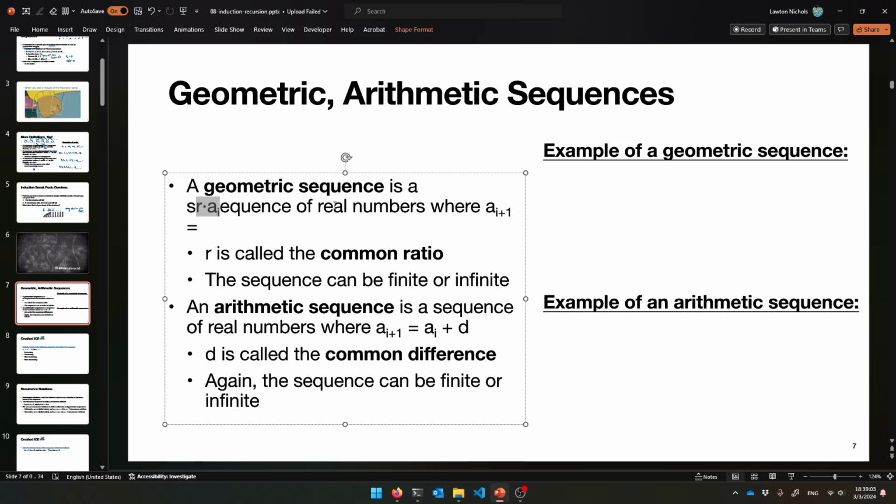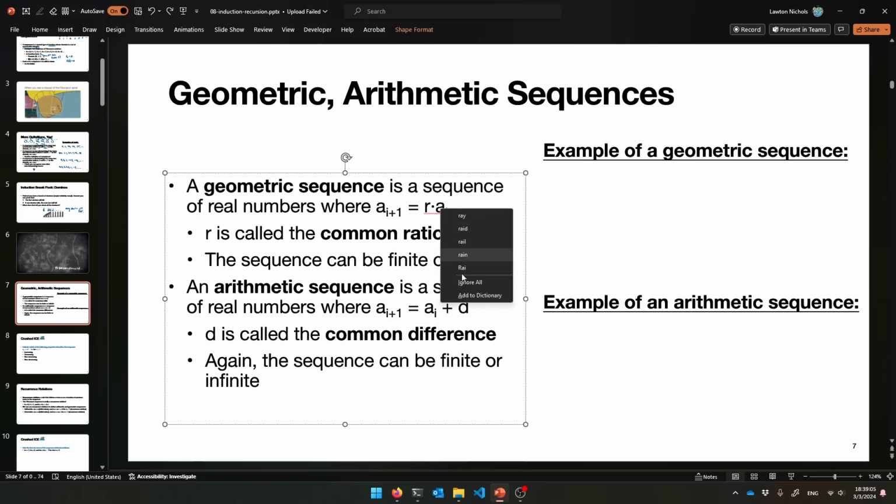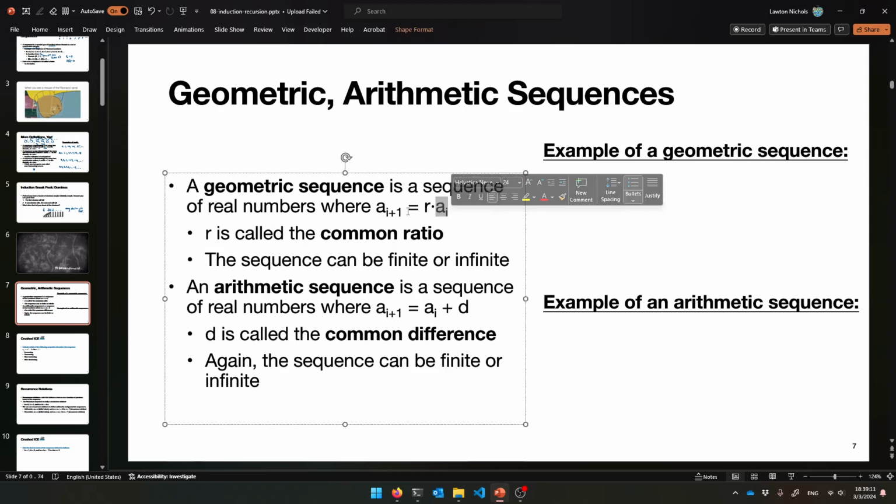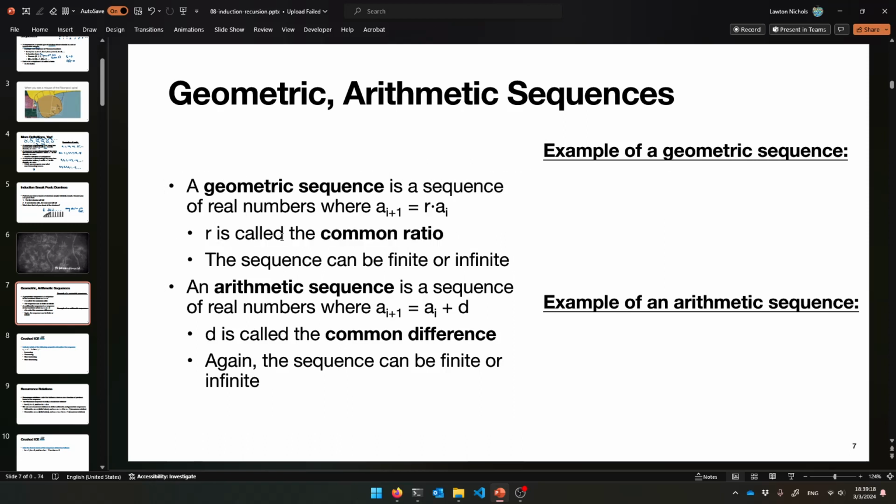It's a sequence where the next element of the sequence is defined in terms of the previous one. So a_{i+1} is equal to a_i times some r, and r is called the common ratio that links them all. And geometric sequences can be finite or infinite, not a problem.